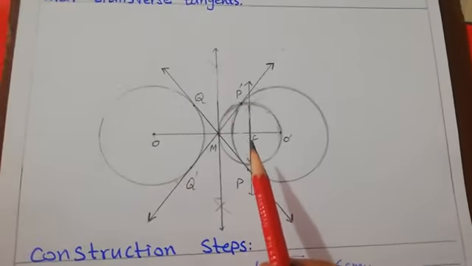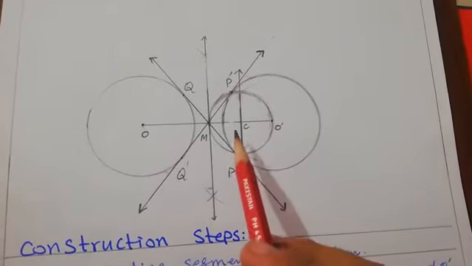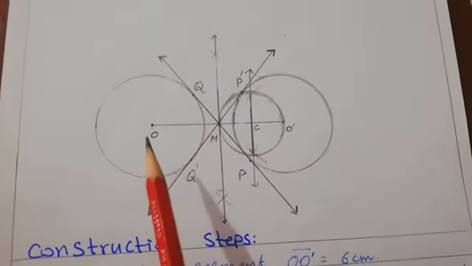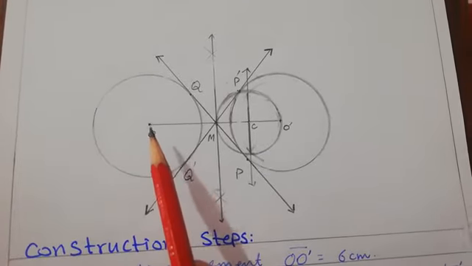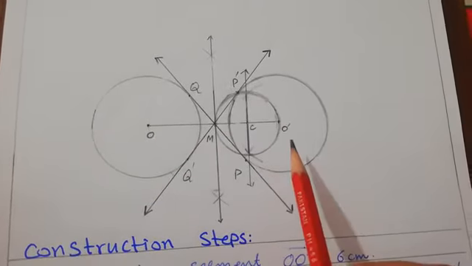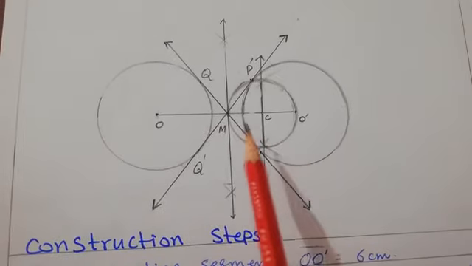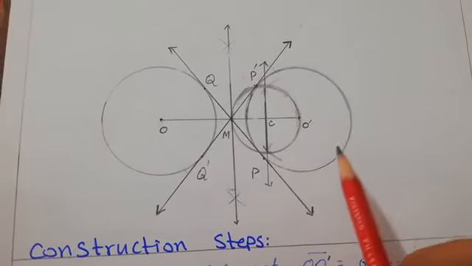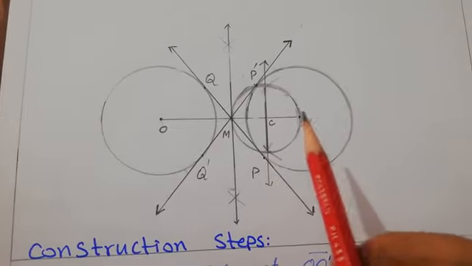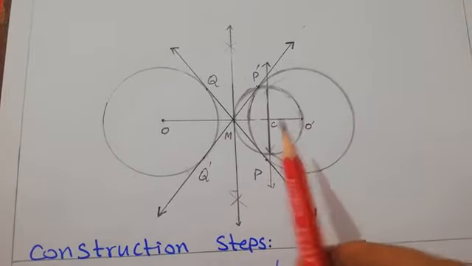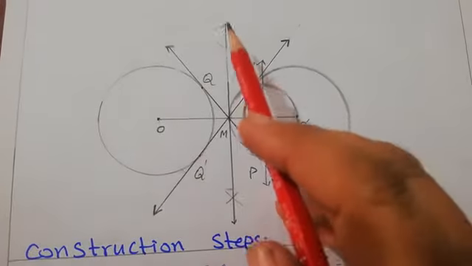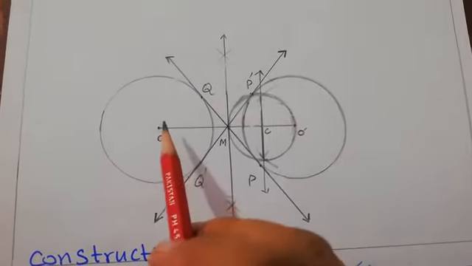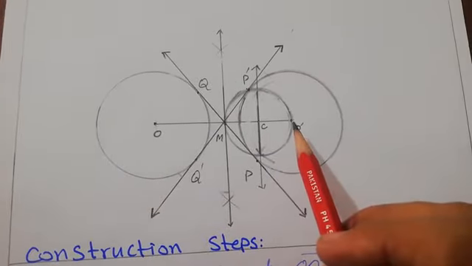We will open our compass to 2.4 centimeters, and then we will draw the two equal circles at the endpoints of that line OO prime. We will draw one circle of radius 2.4 at O and the other circle of radius 2.4 at point O prime, and after that we will take the perpendicular bisector. We will draw the perpendicular bisector of the line segment OO prime.